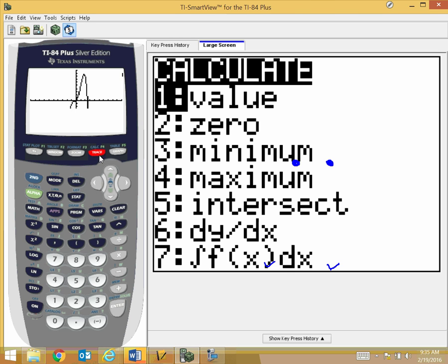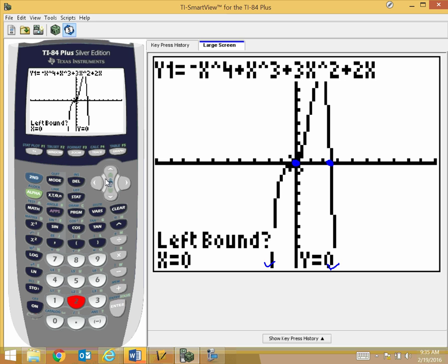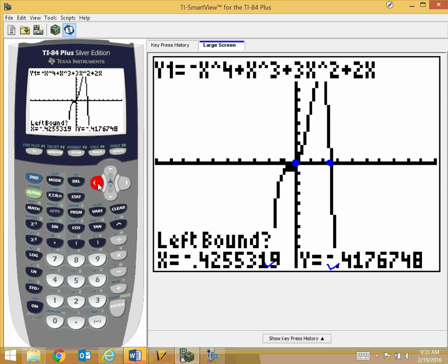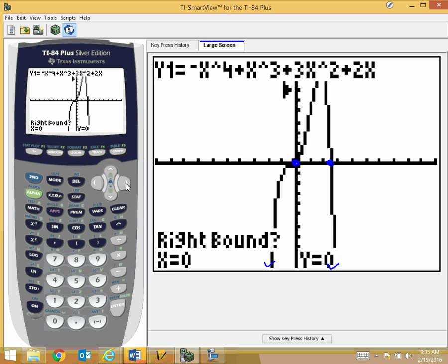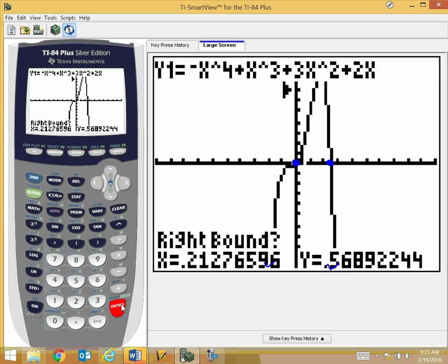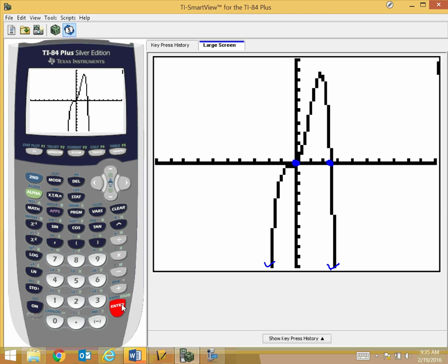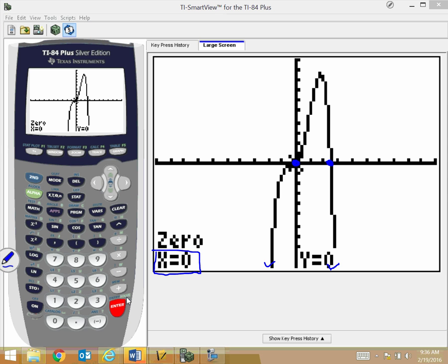So second calc, and choice number 2, remember 0 is the way that we're going to go about finding them. And I'm going to focus on this one here first. So I'm going to go a little bit to the left of where it is, which is below the x-axis. Hit enter. A little bit to the right, which would bring me above the x-axis. Hit enter again for that guess. And I get a solution of x equals 0. So one of my zeros will be x equals 0.